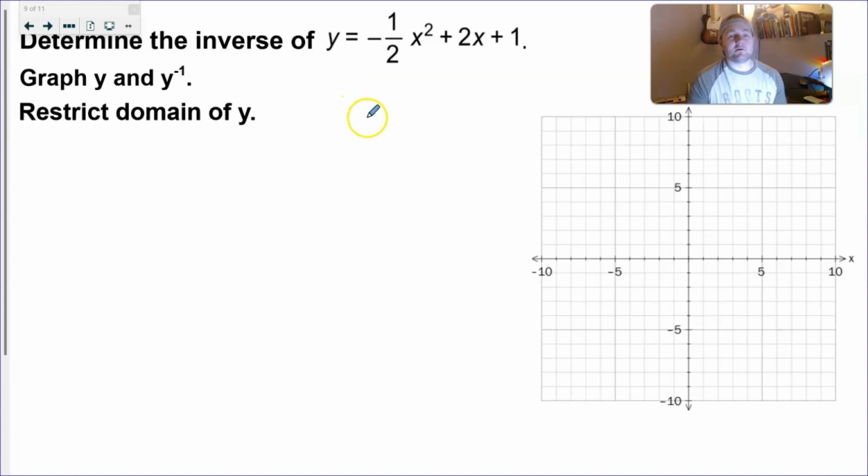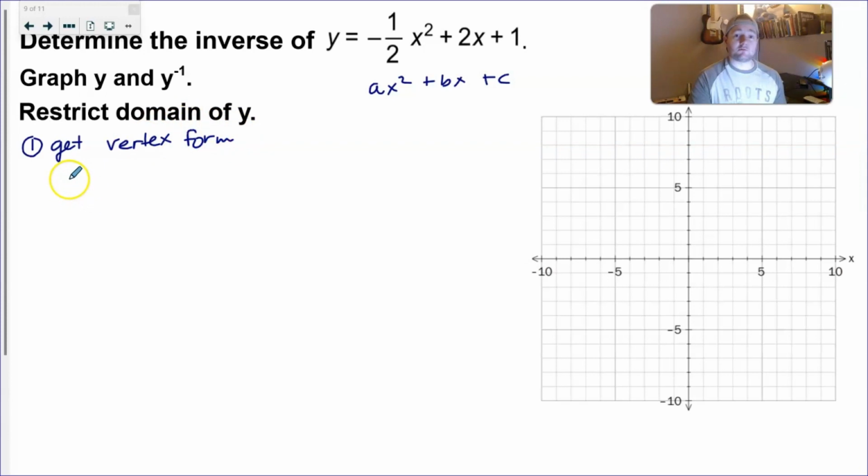All right, so we have a quadratic in ax squared plus bx plus c form. Bad news. All right, we need vertex form. You got two options: completing the square, don't want it. I want to do it the easiest way. The easiest way is to use the axis of symmetry, which is my best friend. So first things first, get vertex form. You need that vertex form. It's our best buddy.